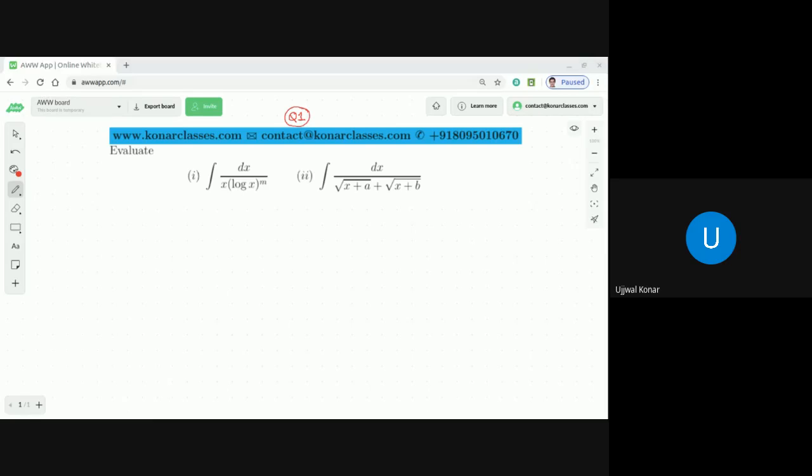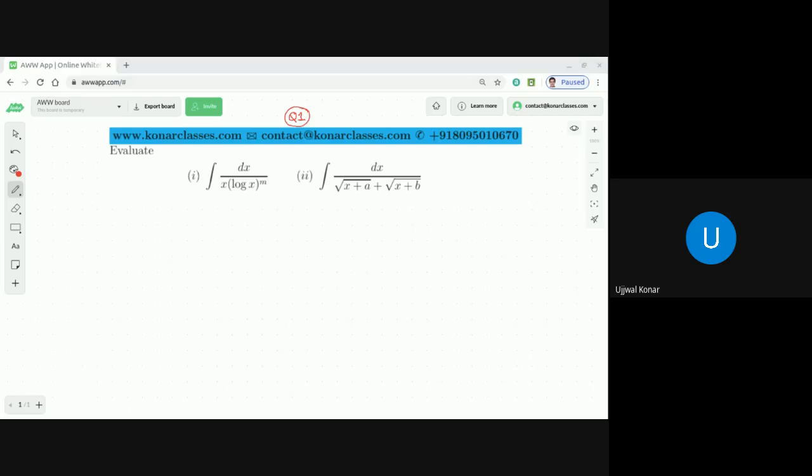Now let's come to the next question. By the way, if you apply m equal to 1, what will you get? You will get the integration of dx by x log x, right? That is also a very important integration that sometimes comes in questions. In your result you need to apply m equal to 1 separately, because with m equal to 1 the denominator becomes 0 in the result I'm talking about. Anyway, let's proceed to the next question.